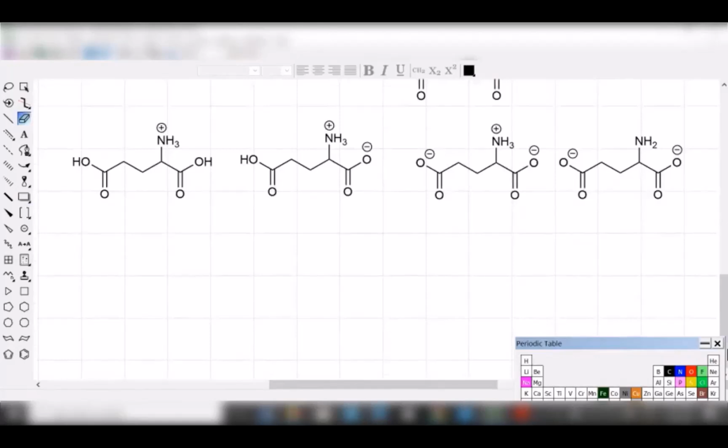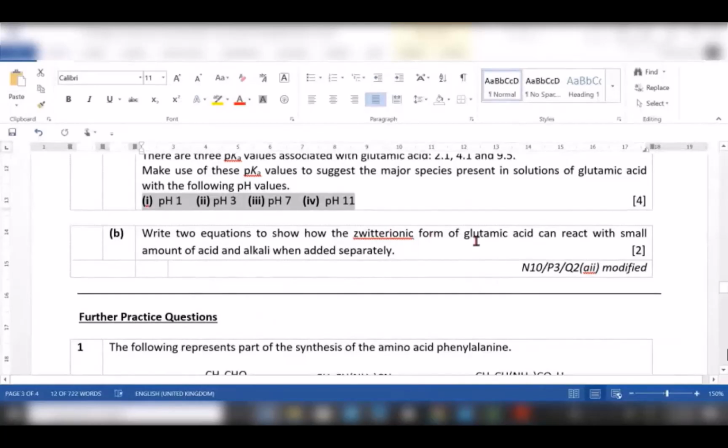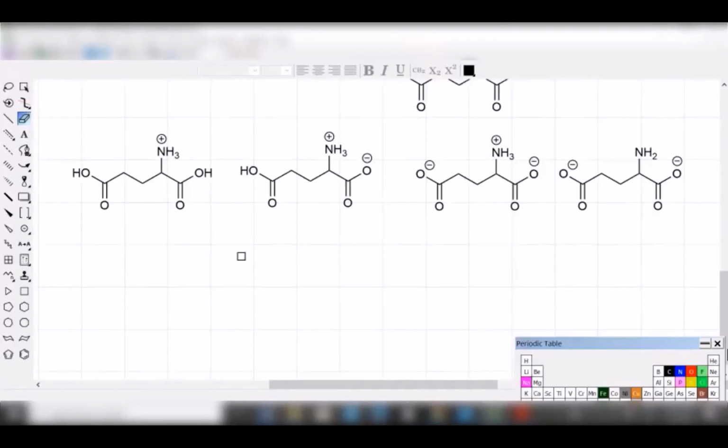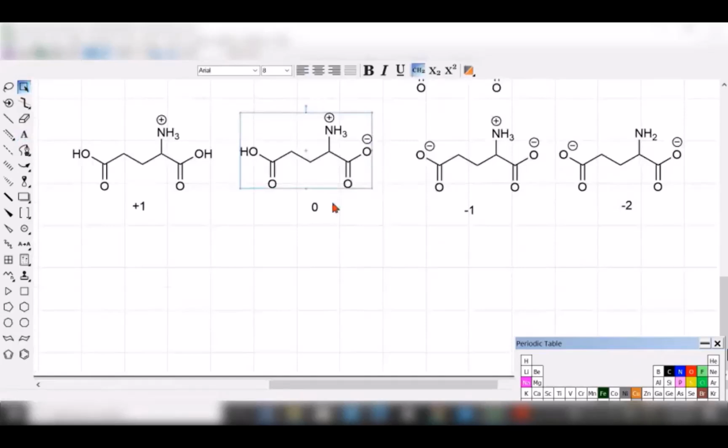I'm going to use the final 1 minute to write the final equation for the Zwitterionic form. And then how does it react with acid and alkaline when added separately? So first you need to identify the Zwitterionic form. So the total charge of this is +1. The total charge of this is 0. The total charge of this is -1. The total charge of the one on the rightmost is -2. So the Zwitterionic form is this. So this is a Zwitterionic form.